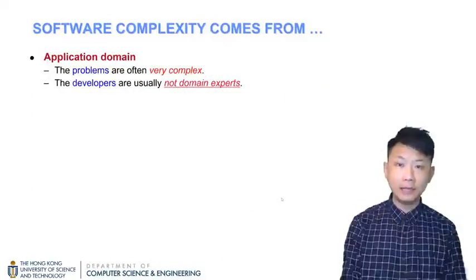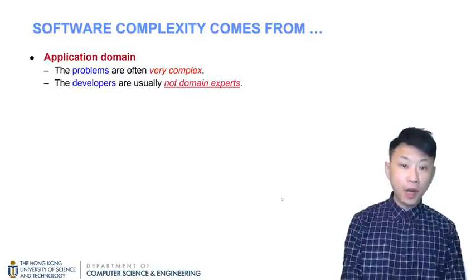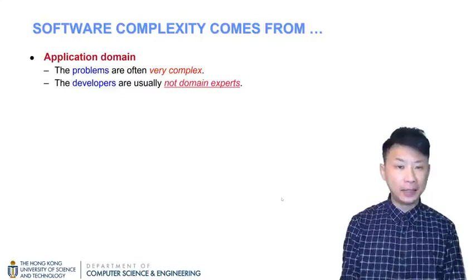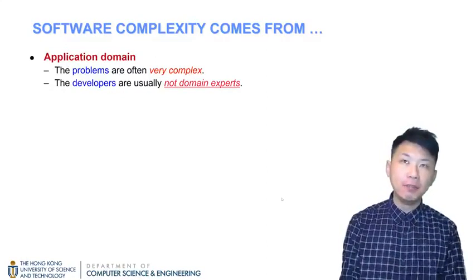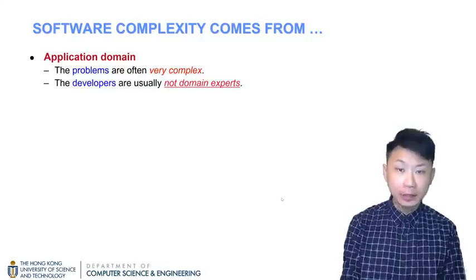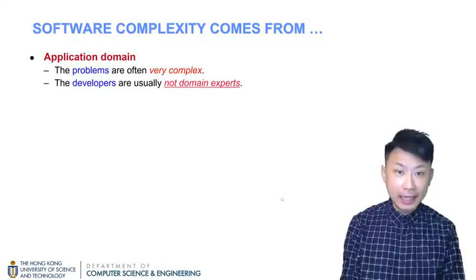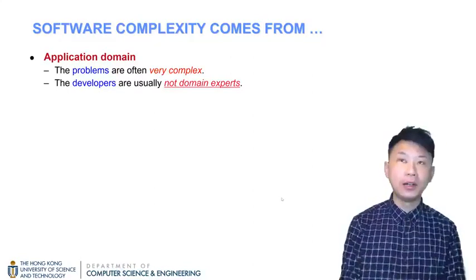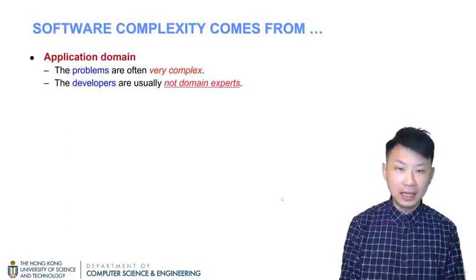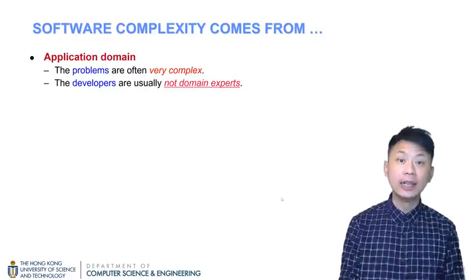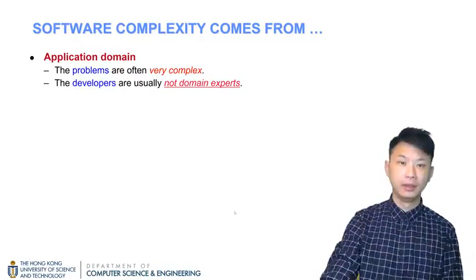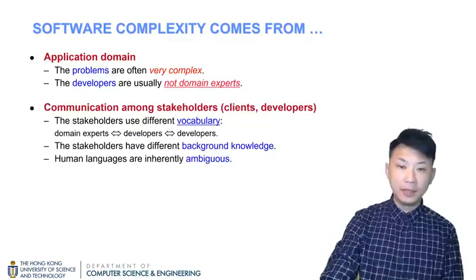So software complexity may come from the application domain. The problem itself may be very complicated, and the developers are usually not domain experts. For example, if I ask you to build a software system for a hospital to keep track of patients' information, then you are an expert in programming, but you are not an expert in the application domain. That means the hospital. Then you may have to learn about the application domain before you can work on the system.